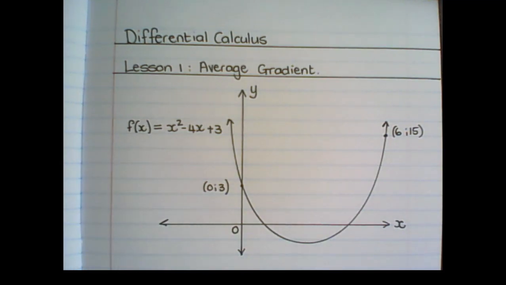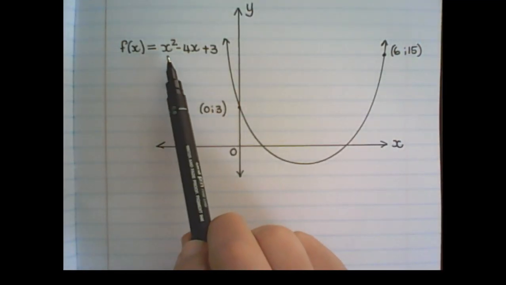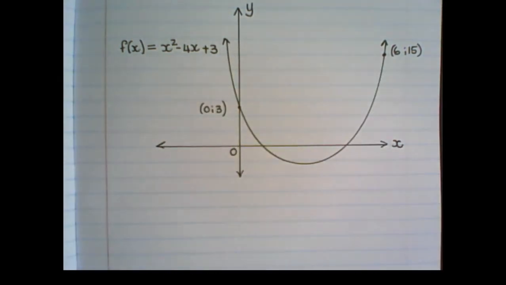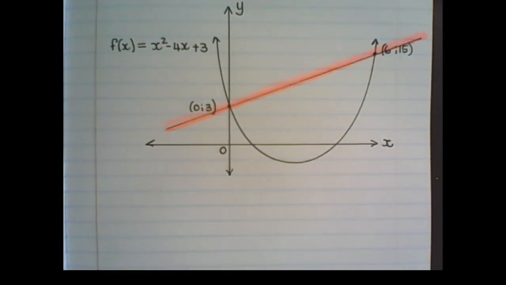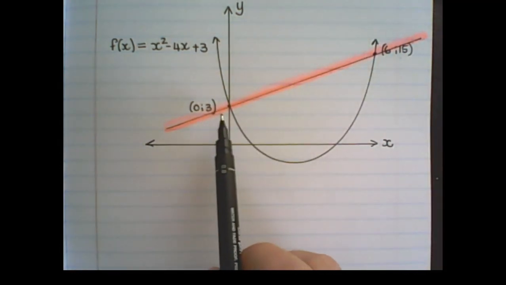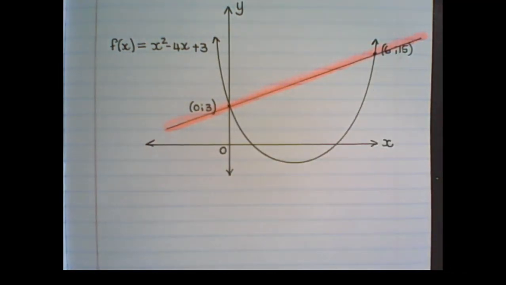Our first lesson would be to find the average gradient between 2 points. In this diagram, we have the function of x squared minus 4x plus 3 drawn. And two coordinates on that function are given, (0, 3) and (6, 15). And we want to find the average gradient between those 2 points. In previous grades, we learned that gradient is part of the straight line. So the gradient represents the angle at which we draw the straight line between 2 points.